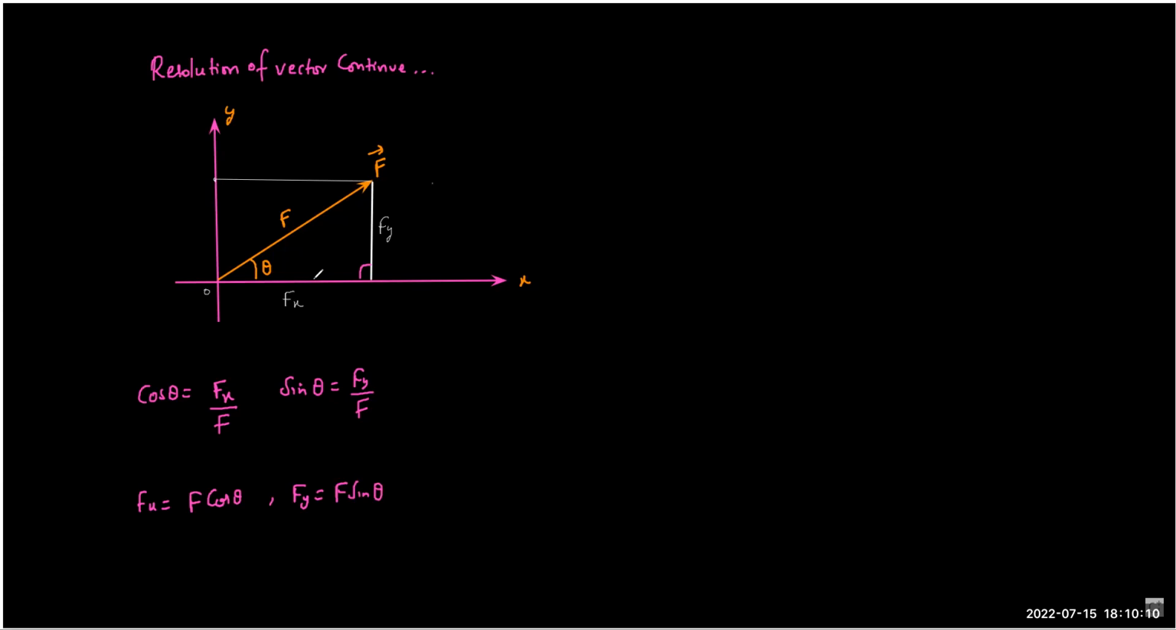And now the triangle allows you to write the F vector as Fx into i cap, which is the direction of Fx, and Fy into j cap, which is the direction of Fy, the y component. And if you want, you can rewrite Fx as F cos theta and Fy as F sin theta, like this.